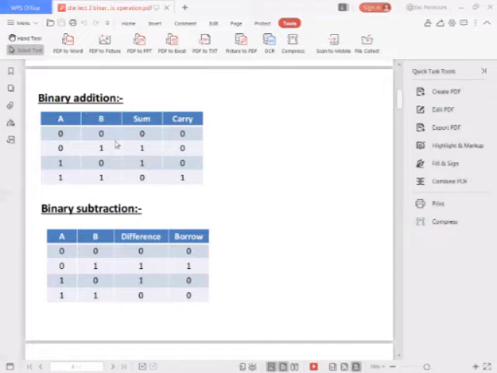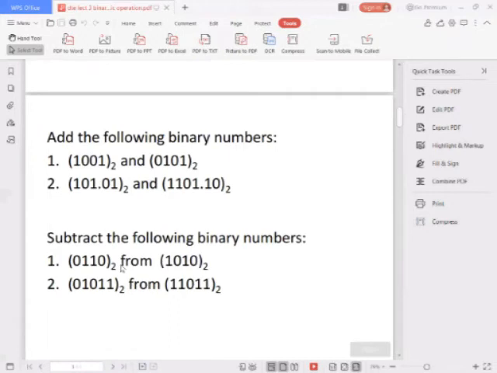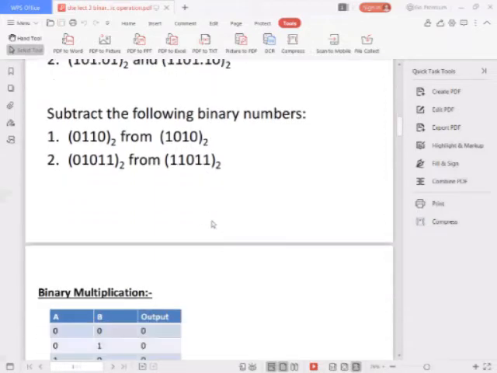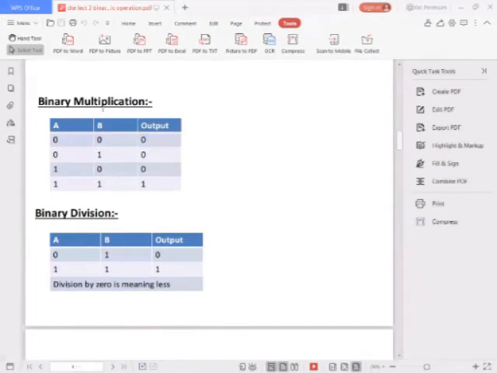So these are the binary addition rules and these are the binary subtraction rules. These are some examples of binary addition and binary subtraction. These examples we are going to learn in the next section. Further, we move towards the binary multiplication rules and binary division rules.